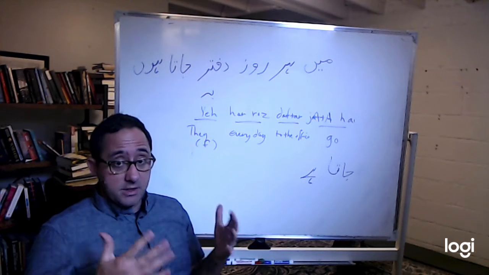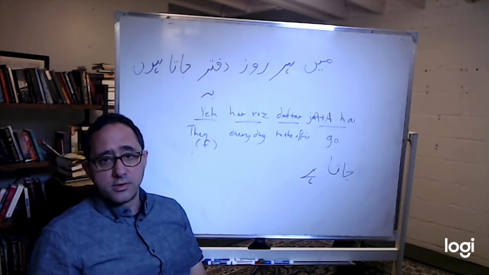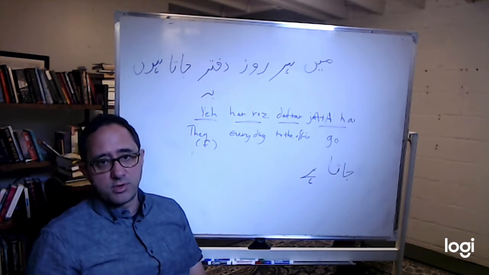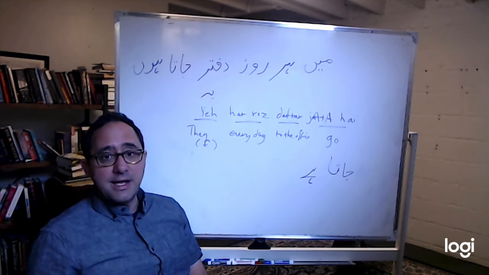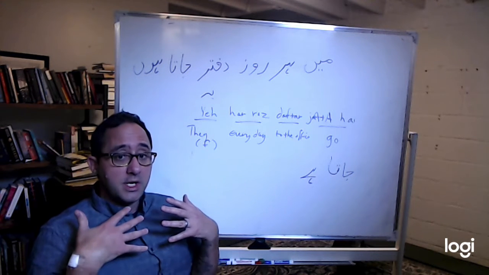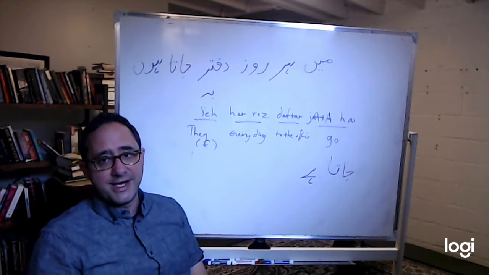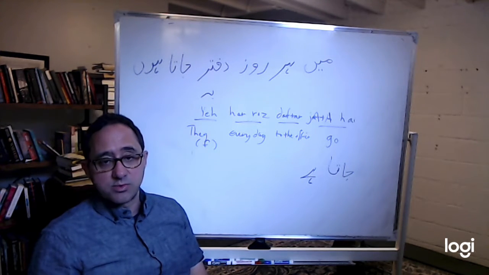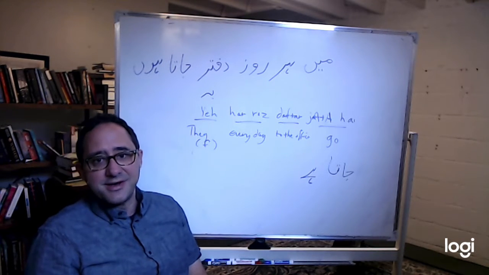Remember, I am not fluent. I'm somewhere around intermediate with Urdu. I'm better with Hindi at this point. But I am mostly trying to get you accustomed to the beginnings of Urdu, how to read and write it, and how the sentences work. I want you to learn in a way that I wish I would have learned, okay?